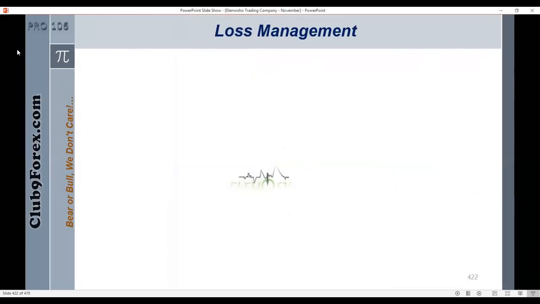So let's look at how you're going to be managing your loss if you're in a loss position. Now, this one is very, very tough. I must confess, I've been in that position quite a lot of times before, and I know how crazy it can be when you are trying to manage yourself out of a loss position.